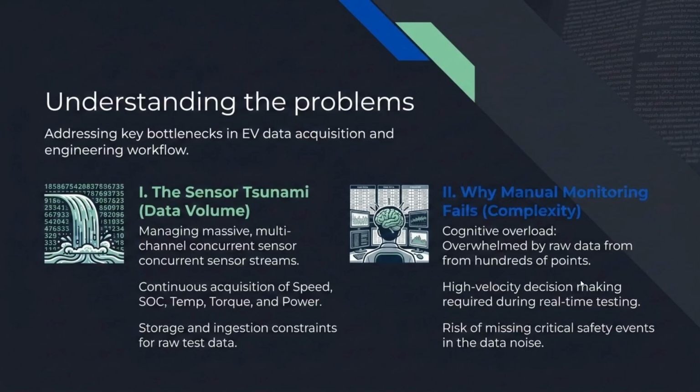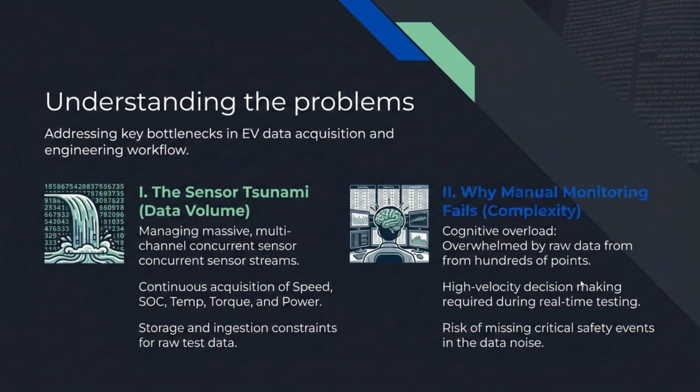So, before we begin designing any system, it's important to understand the problem that we are trying to solve. So, modern electric vehicles contain hundreds of sensors that continuously generate huge amounts of data. These sensors monitor speed, battery state of charge, motor temperature, power consumption, torque, wheel speed, and many other parameters. This creates what is called a sensor tsunami because data is arriving continuously from multiple sources at the same time.